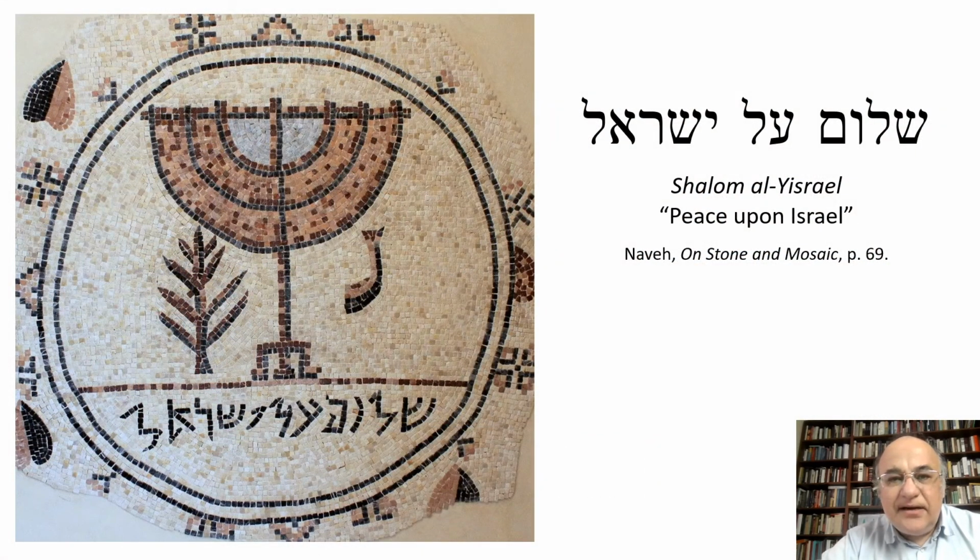At last, I close this presentation with another mosaic inscription found in 1936 at Naaran, near Jericho, by the Department of Antiquities under the British Mandate. It is a very simple text which contains a widely known Hebrew blessing, Shalom al Yisrael, that is, peace upon Israel. The word Israel means the people of Israel, of course, not the country, which didn't even exist at that time.